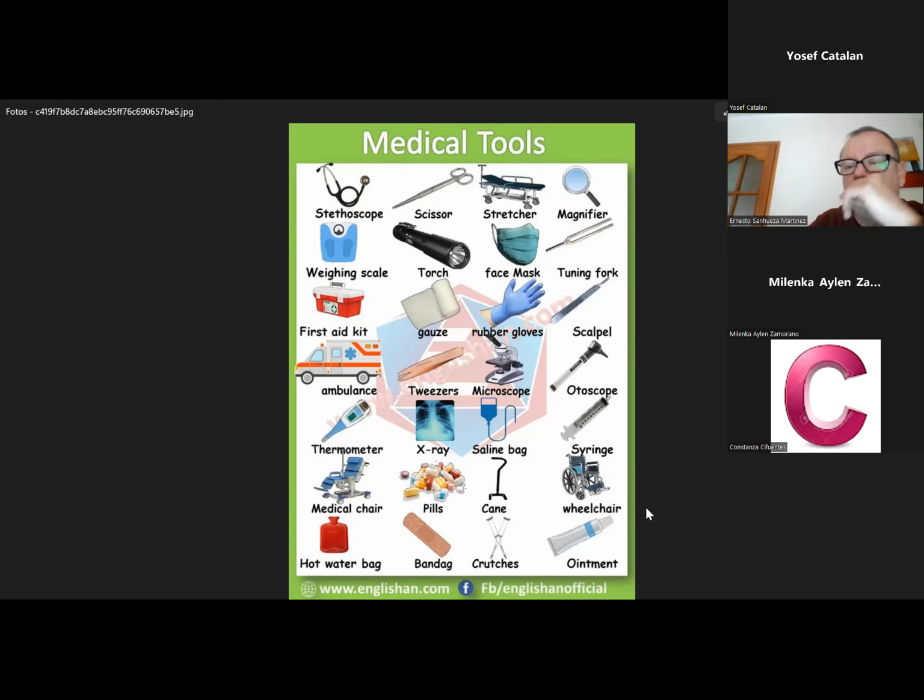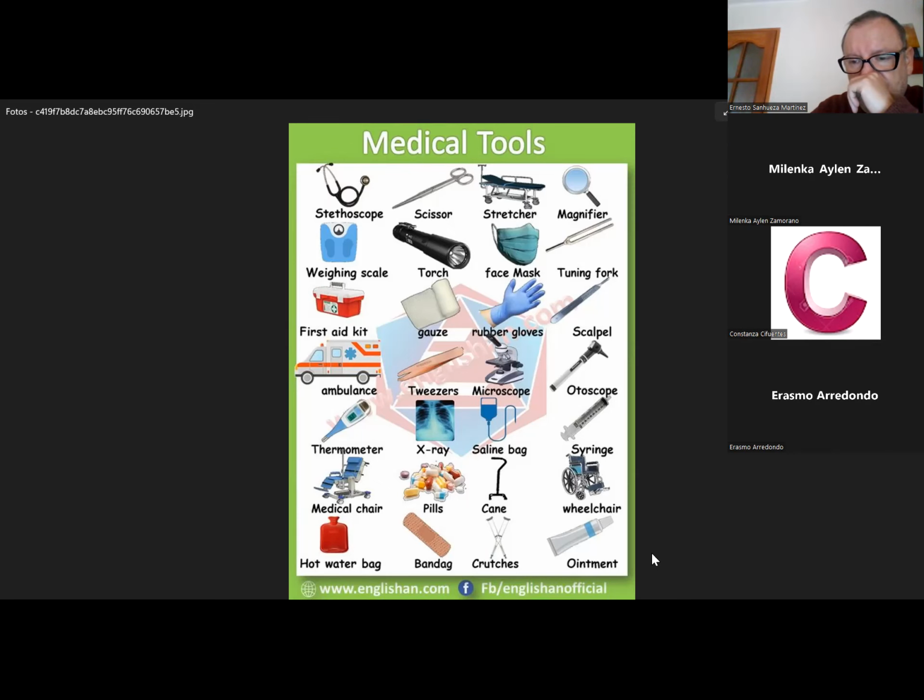Constanza, stretcher. Stretcher. What do you use the stretcher for? Transport. Yeah, for transport. Excellent. Erasmo, weighing scale.